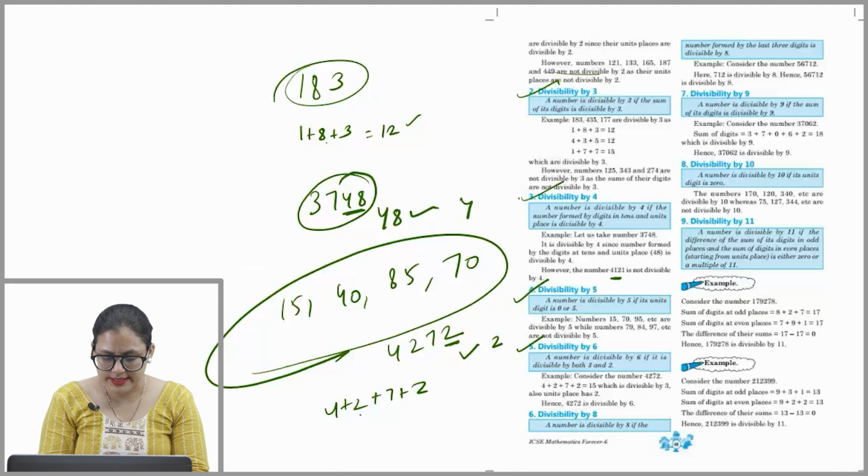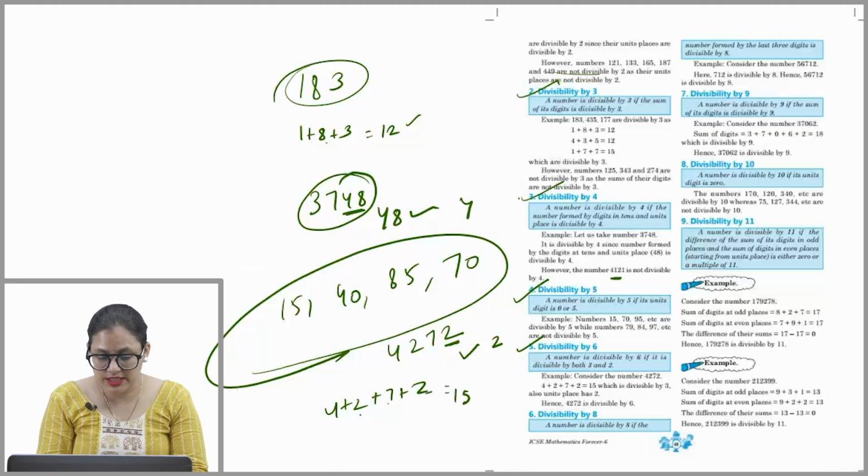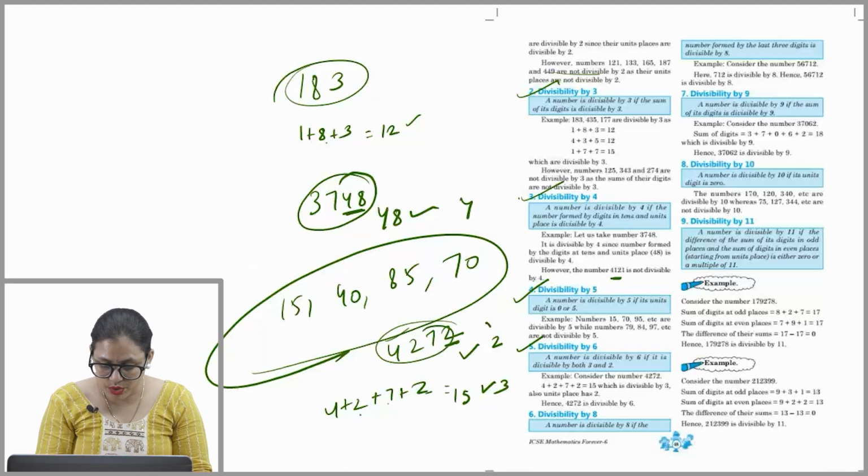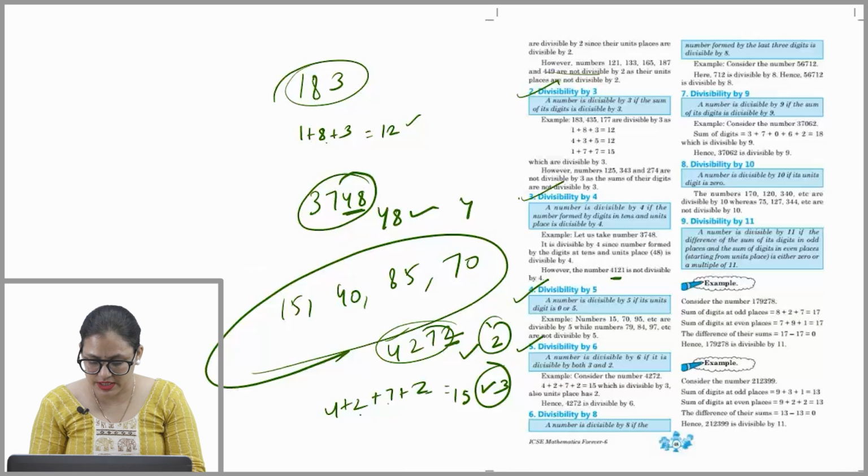4 plus 2 is 6, 6 plus 7 is 13, 13 plus 2 is 15. 15 is divisible by 3, that means this number is also divisible by 3. Now, this number is divisible by both 2 and 3, that means it is also divisible by 6. Okay. Next, divisibility by 8.